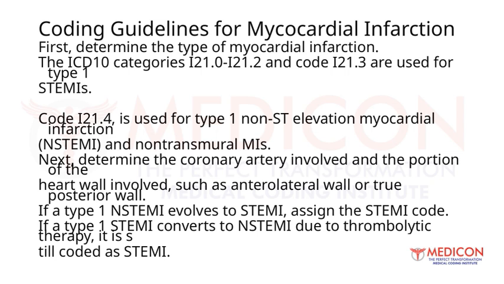Next, we need to identify which coronary artery is involved and which part of the heart wall is impacted. For example, whether it's an anterolateral wall or a true posterior wall. This helps us assign the most accurate code based on the affected area. Another key point is the progression of these events. If a type 1 NSTEMI evolves into a STEMI, we still code it as a STEMI. Conversely, if a type 1 STEMI converts to NSTEMI due to thrombolytic therapy, it remains coded as a STEMI. Keeping track of these transitions ensures accurate documentation and coding.